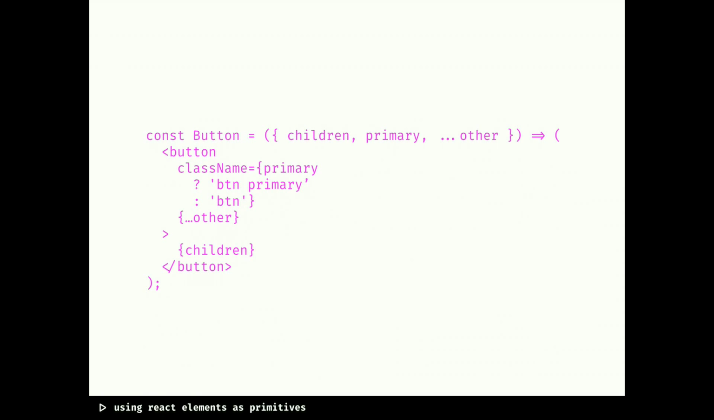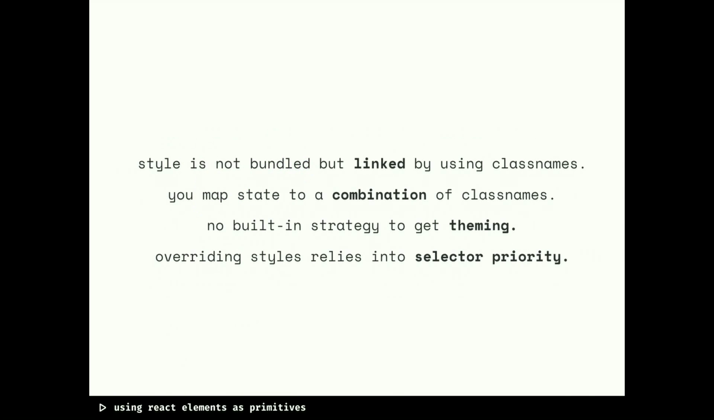On the other hand, imagine that you have a regular button that you want to create like a primitive, a similar primitive, but with traditional CSS and class names and stuff. So it would be something like this. You have a component that gets a primary property, renders to a button, and then you decide whether you're putting the btn and primary class names or just btn, depending on the properties, right? So style is not bundled, it's linked using class names. If that style is not present, the button is going to be unstyled. You are mapping a state to a combination of class names instead of properties that are more readable.